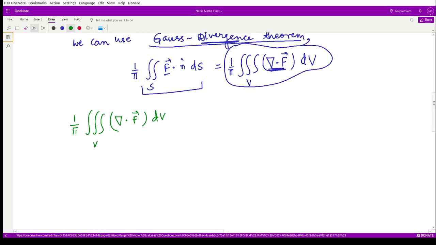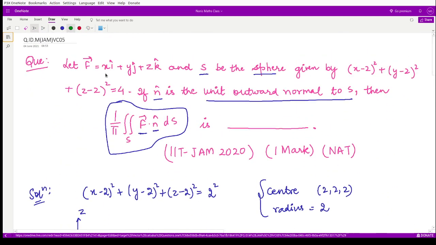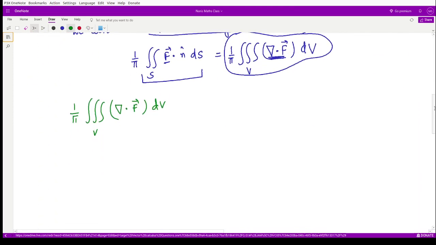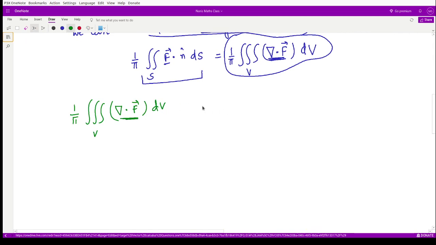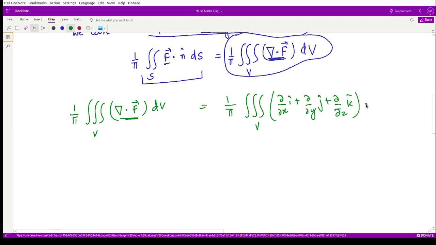Now what is vector f that is given to you? Vector f is given to be xi cap plus yj cap plus zk cap. So let us first perform the divergence of this thing. So you have 1 upon pi triple integration over the volume V. Now what is del? Del is del by del x i cap plus del by del y j cap plus del by del z k cap dot with the vector f. Vector f is x i cap plus y j cap plus z k cap, right, into dV.